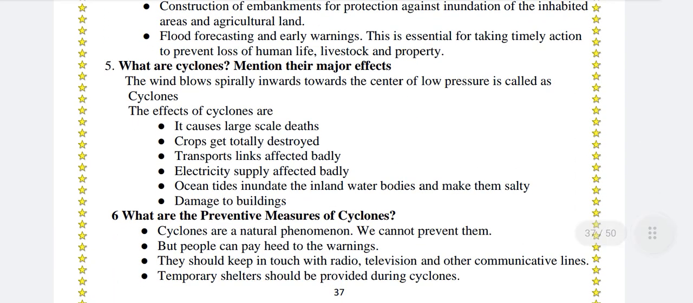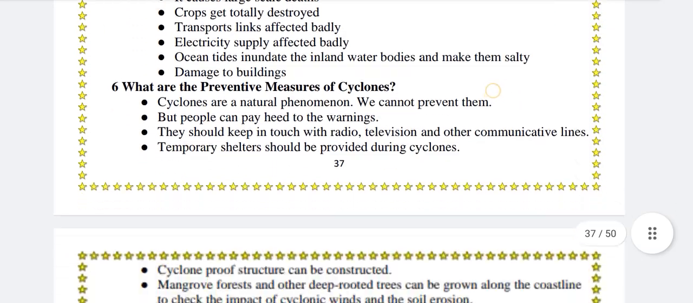What are cyclones? Mention their major effects. The wind blows spirally inwards towards the center of low pressure, which is called a cyclone. The effects of cyclones are: it causes large scale deaths, crops get totally destroyed, transport links are affected badly, electricity supply is affected badly, ocean tides inundate the inland water bodies and make them salty, and damage to buildings.